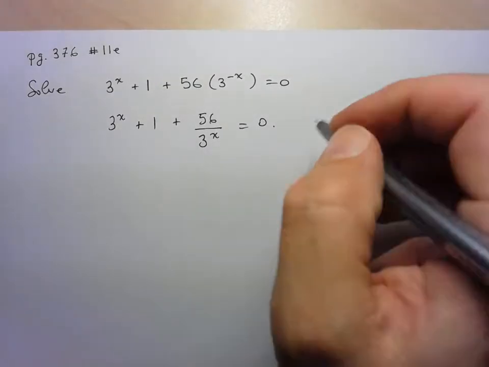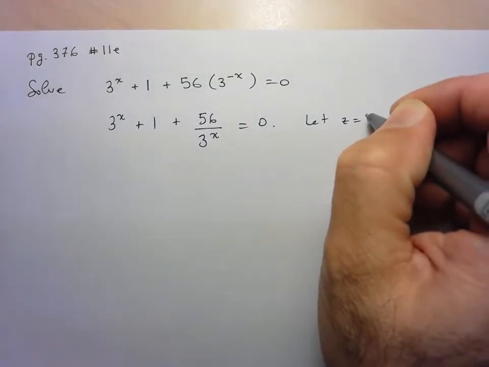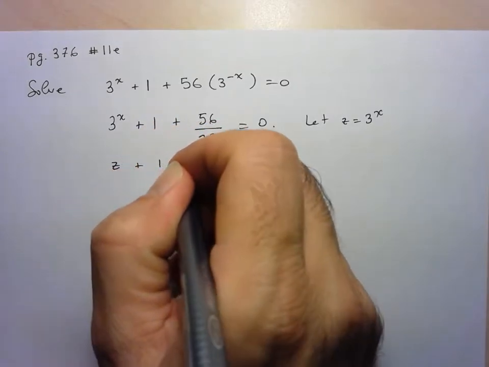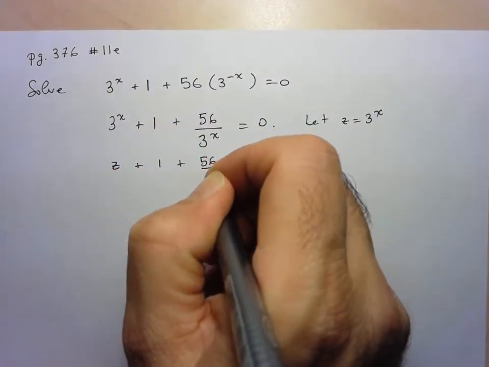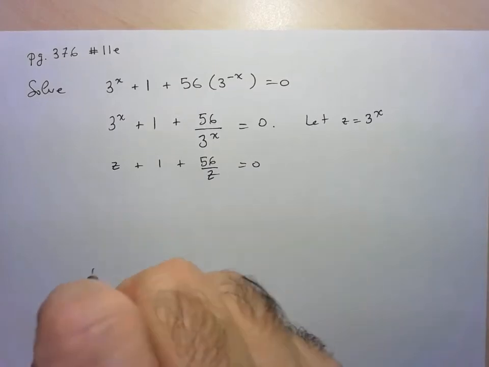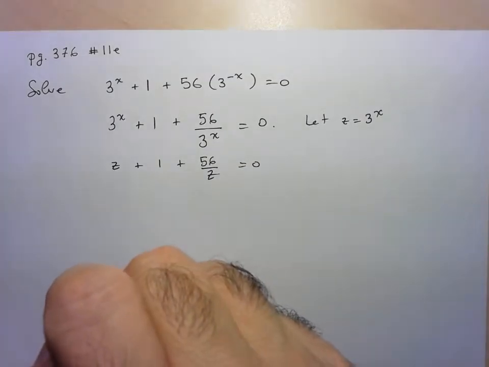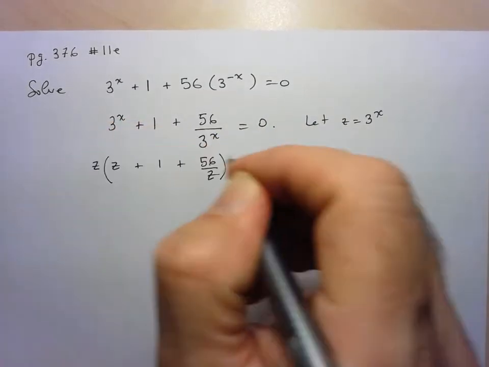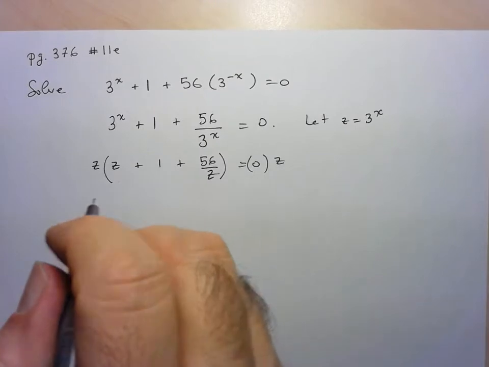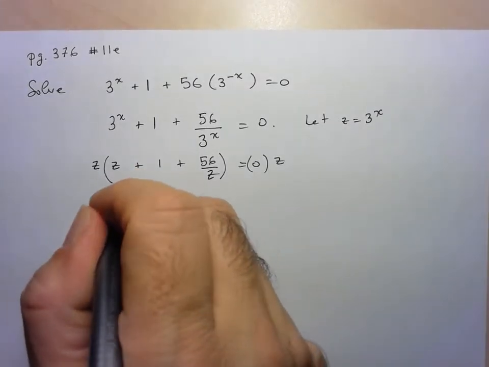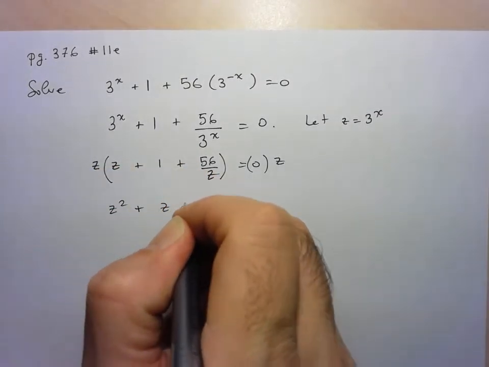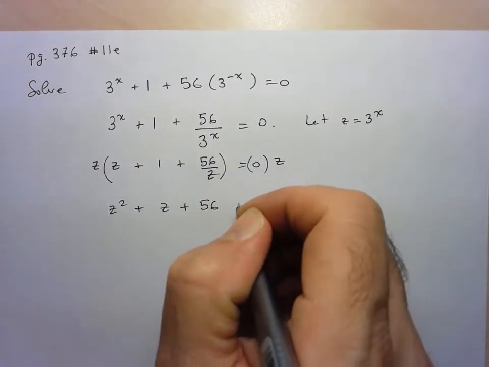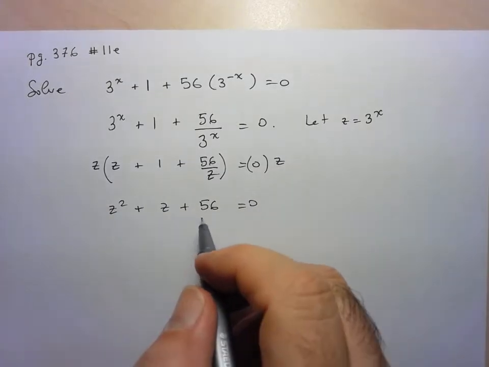Okay, and if I let z equal 3 to the x, I can do just that, because then this becomes z plus 1 plus 56 over z equals 0, and that's just a fairly straightforward rational equation. So I'm going to solve that by multiplying both sides by the lowest common denominator, which in this case is just z. So I'm left with z squared plus z, plus, and here the z in the denominator cancels out, so plus 56 equals 0.